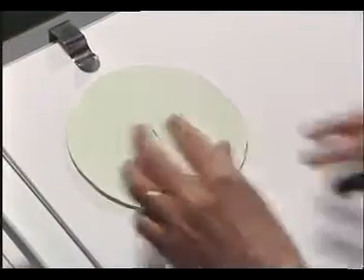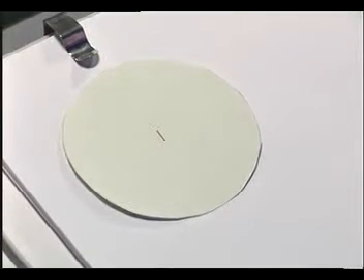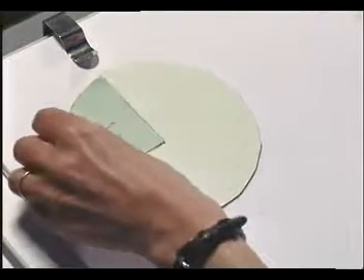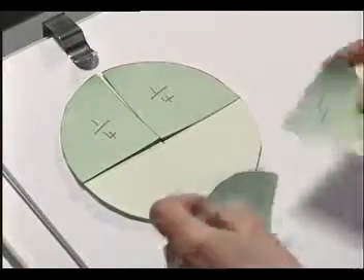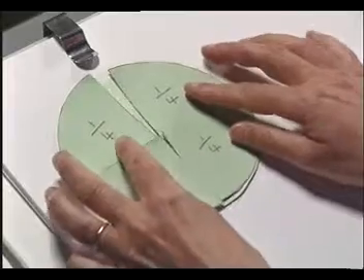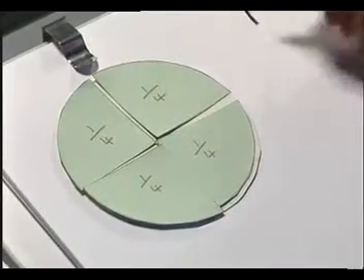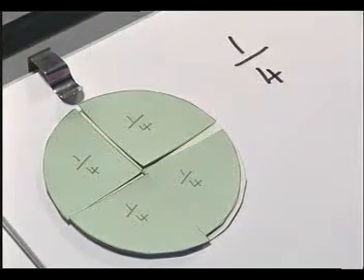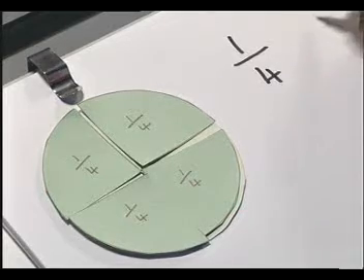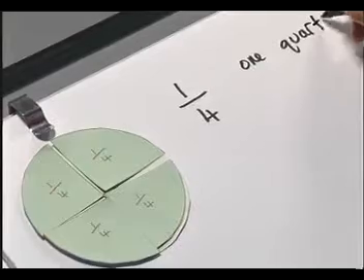I've got a representation here of a whole. And let's say we want to divide it into 4 equal pieces. So there we've taken one whole and divided it into 4 equal pieces. So each piece represents 1/4.